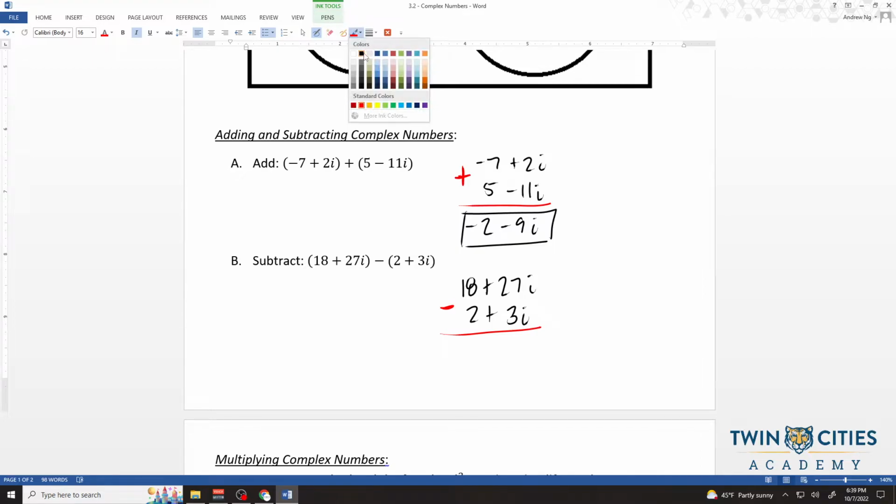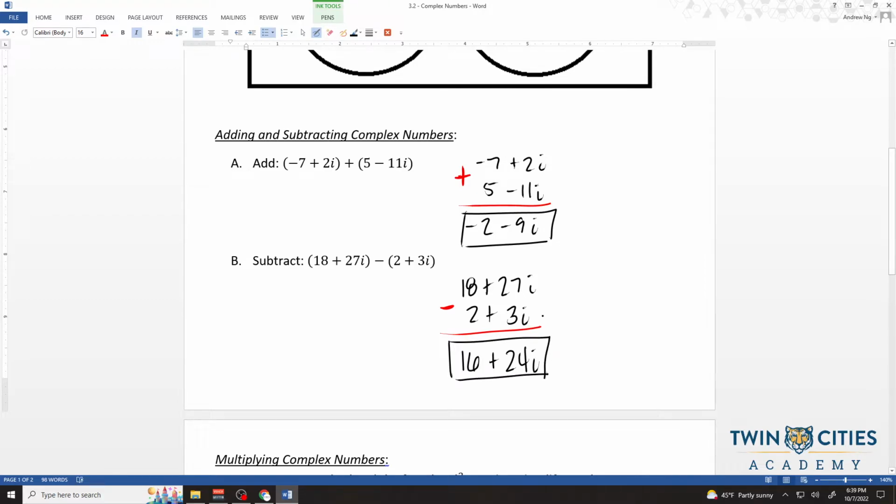And I have to remember to go back to my operation. What that means is 18 minus 2 is going to be 16, but don't immediately just go straight down and go 27i plus 3i. I need to go 27i over to my operation minus 3i. That's going to make 24i. So when I subtract one complex number from another, I get another complex number. In this case, 16 plus 24i.